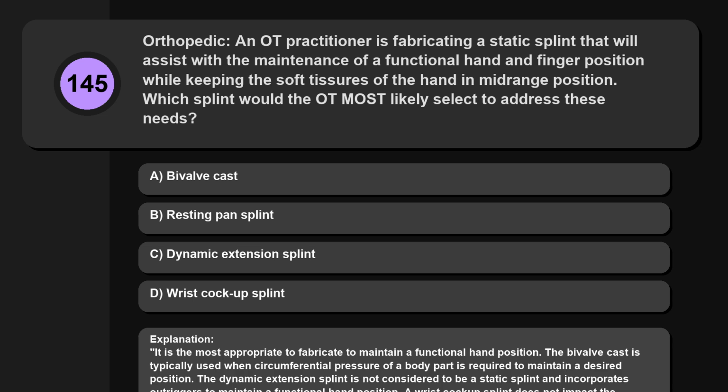It is the most appropriate to fabricate to maintain a functional hand position. The bivalve cast is typically used when circumferential pressure of a body part is required to maintain a desired position. The dynamic extension splint is not considered to be a static splint and incorporates outriggers to maintain a functional hand position. A wrist cock-up splint does not impact the position of the entire hand since it ends at the MCP crease. Reference Pedretti, L.W. and Early Me, Occupational Therapy Practice Skills for Physical Dysfunction, ed. 5. C.V. Mosby, St. Louis, 2001.